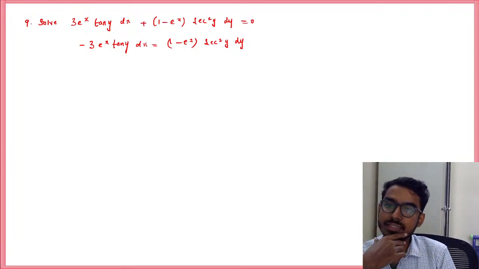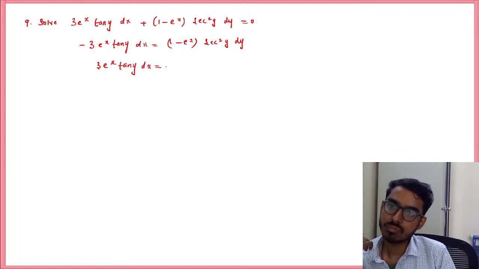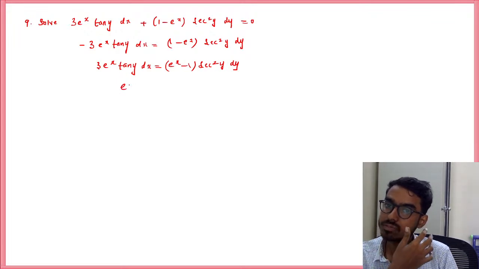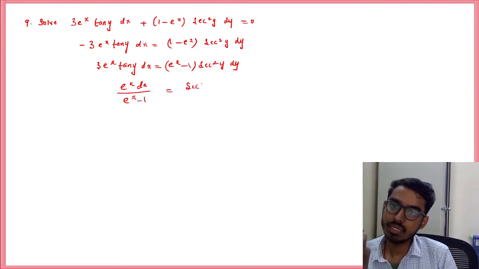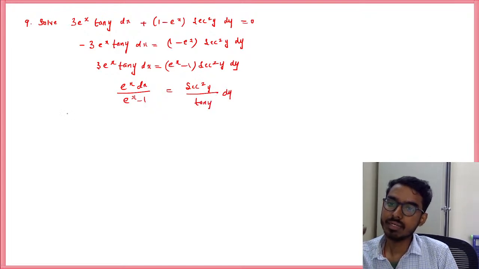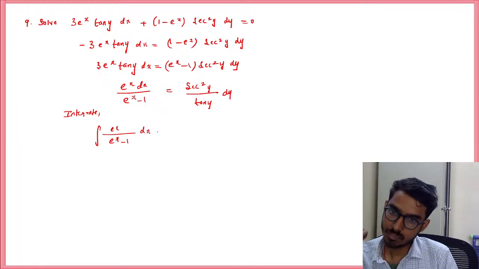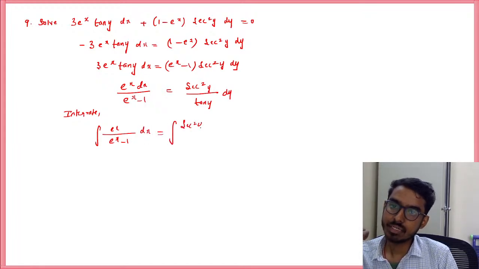So you just write this as e power x minus 1 and then you cancel this minus. Let's keep this e power x dx, bring this e power x minus 1 here. Let's keep this secant square y dy and bring this tan y here. Right? So integrate, you'll get the answer. So integration of e power x by e power x minus 1 dx, integration of secant square y by tan y dy.